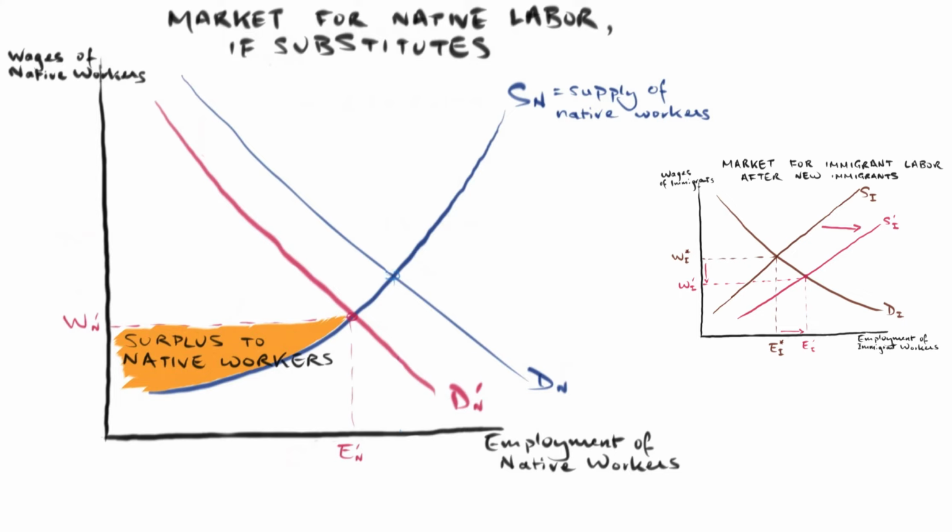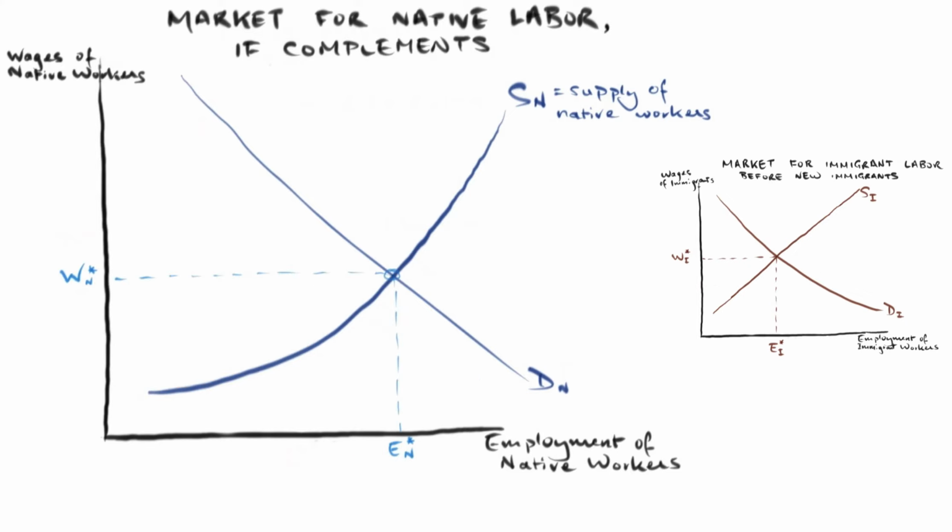So let me do this analysis, and you can imagine, for example, a construction site where the manual laborers are immigrants, but the managers of these work crews are native workers. Then think through what's going to happen when more immigrants arrive and immigrant labor becomes cheaper. Employers hire more immigrants, but then they need more natives to manage the work crews. So it actually increases their demand for native workers.